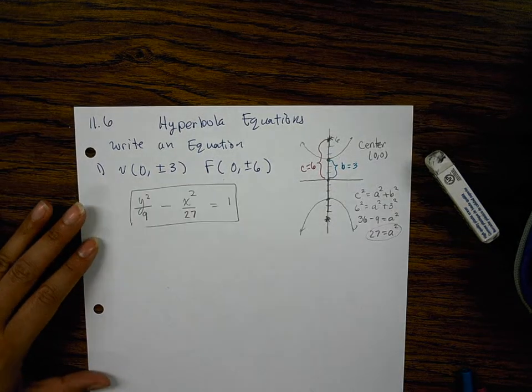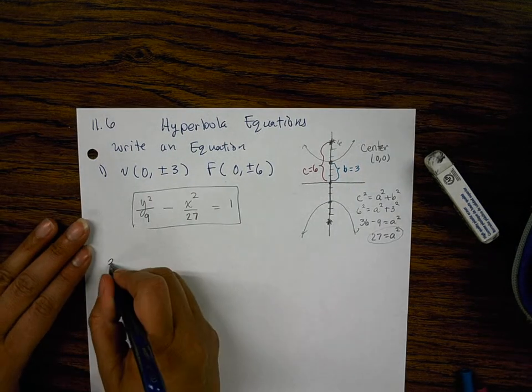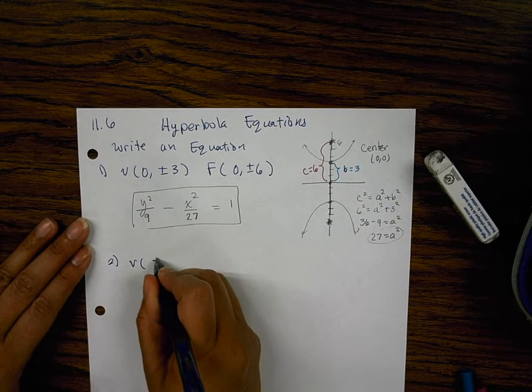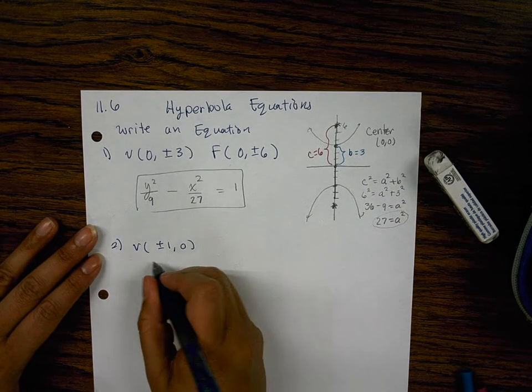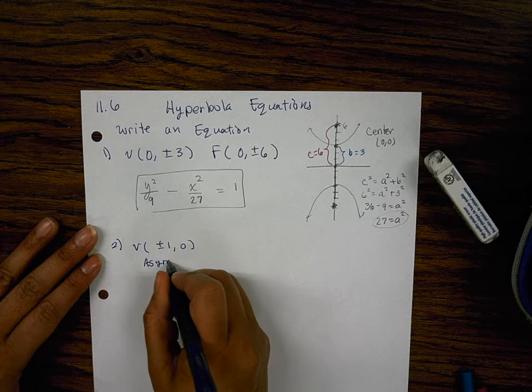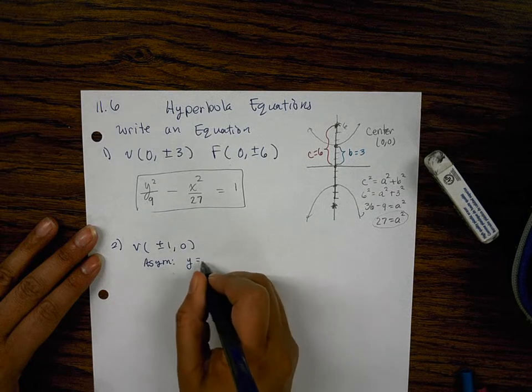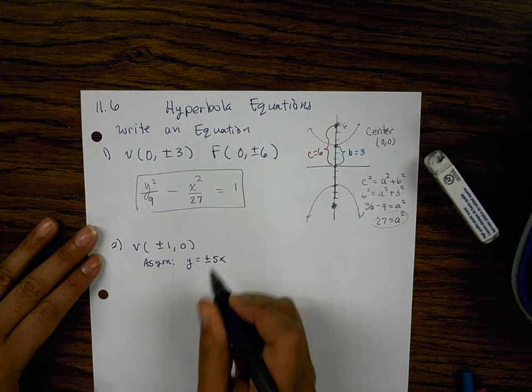Okay, number 2. Vertices are (plus or minus 1, 0). The equation for the asymptotes is y equals plus or minus 5x.